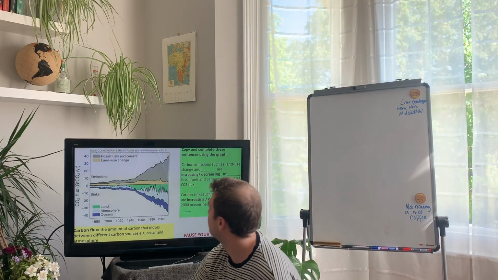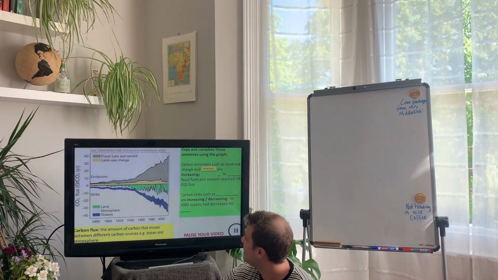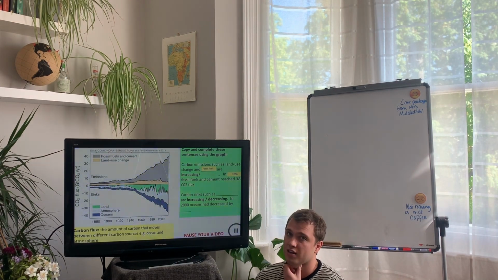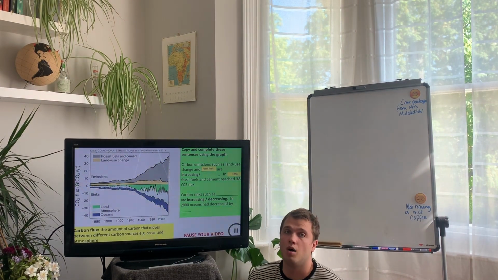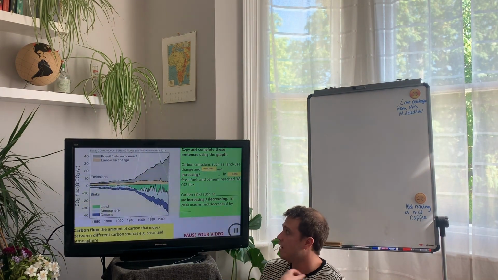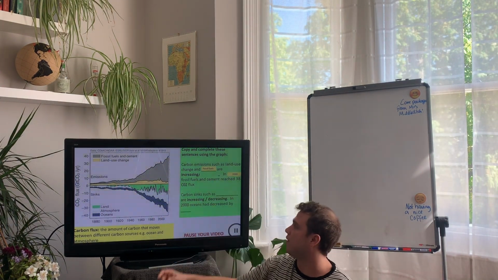Let's go through these then. So carbon emissions such as land use change and fossil fuels are increasing. In 2000, fossil fuels and cement reached 38 CO2 flux. So the amount of carbon emissions, the positive carbon fluxes are increasing, especially fossil fuels. There were a tiny amount at the beginning, now it's a huge amount, okay?